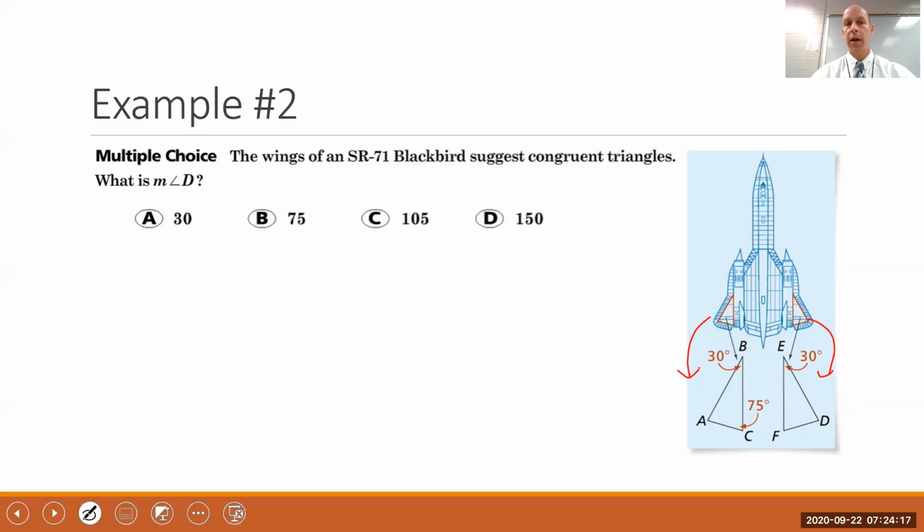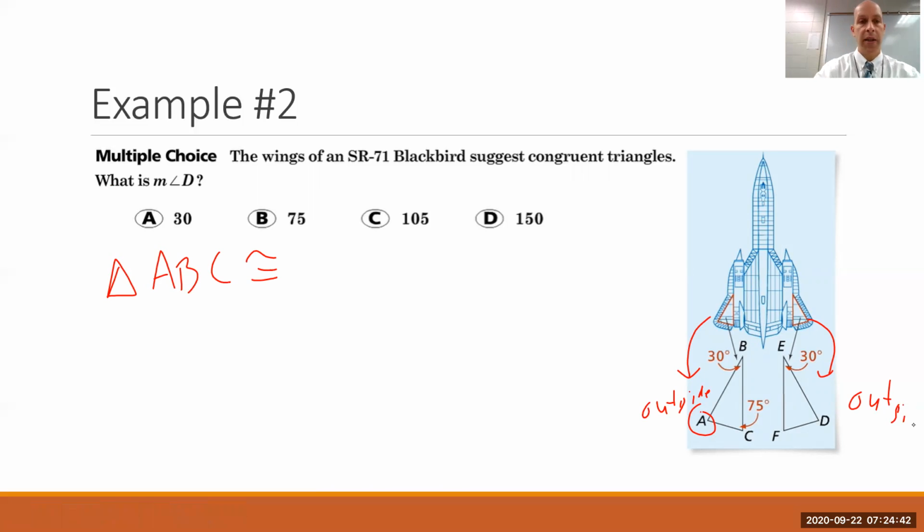Let's first write a congruent statement for these two triangles. It looks like to me we'll call that the first triangle, triangle ABC, is congruent to... Now, this was the outside, right? So we've got to be consistent here. This was the outside over here, and here's the outside on the other side. So that means this is going to be congruent to triangle DEF.